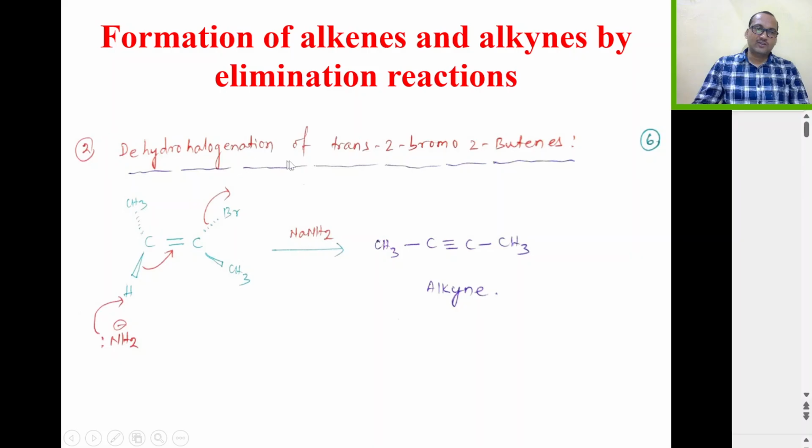The next is dehydrohalogenation of a trans 2-bromo-2-butene. So this is the trans 2-bromo-2-butene. So if you react with sodamide, NH2 minus will take this proton and this CH bond will migrate here and it will kick out Br as Br minus. So you will end up with this alkyne.